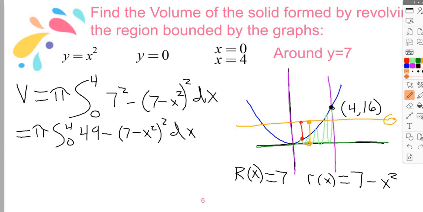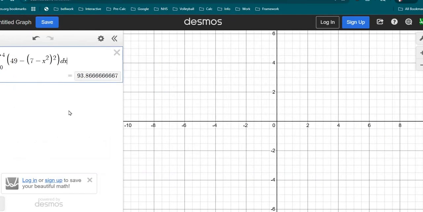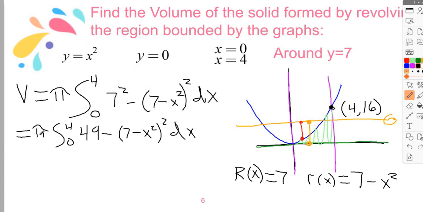You have an extra x. Yeah, so when I let my 7 minus x squared be the u, you would be left with an extra 2x there, which the 2 is not a problem, but I don't have an extra x there, so we wouldn't be able to do that. But for our purposes, we're going to just say this was calculator active, and we get 93.867. But again, remember, we do still have the pi there, so we have to put that with it.